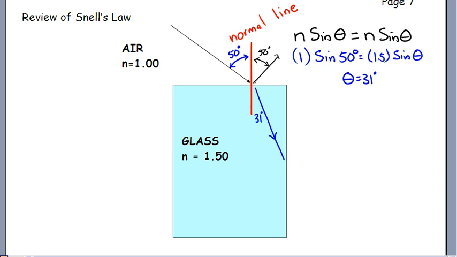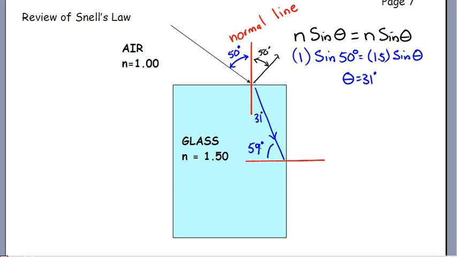Okay, well, I might want to figure out what's going to happen when this light ray tries to leave the glass. I would have to draw in a normal line again. And I could either use some geometry skills or grab a protractor to measure the angle for that ray compared to that red normal line. It ends up being 59 degrees.